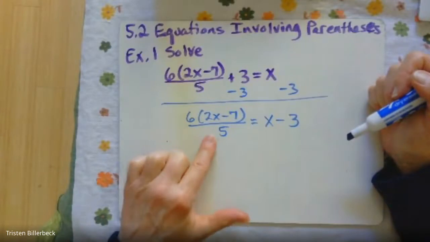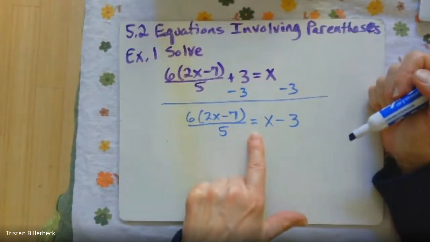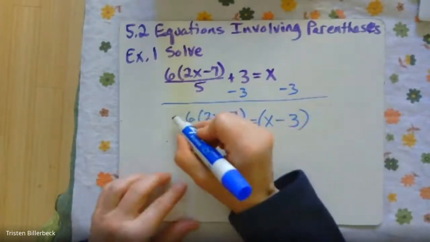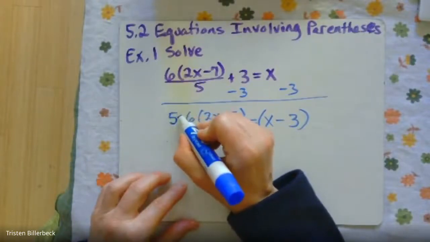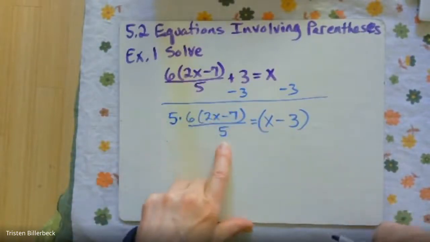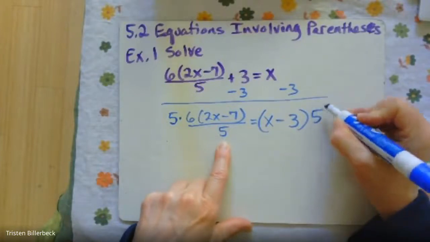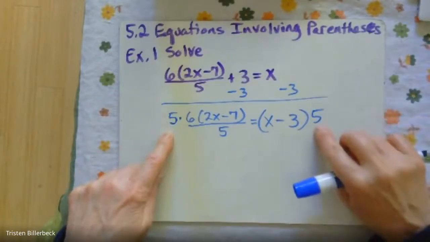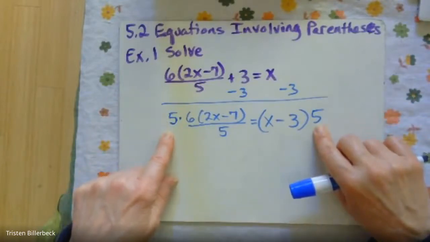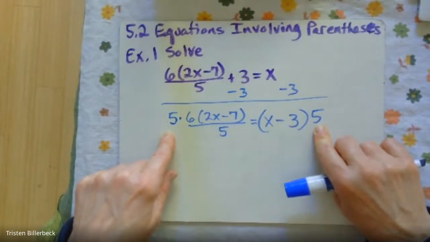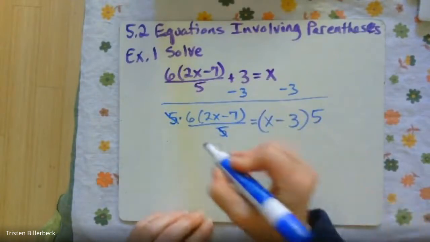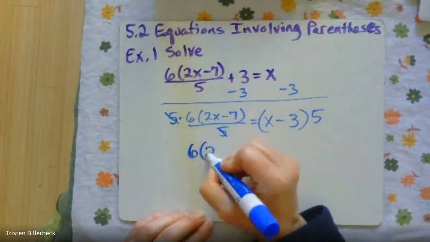So what I would like to do, since I have an equal sign, it gives me the option of taking everything and multiplying by 5. So when I multiply this by 5 because it's being divided by 5, and I multiply this side by 5, I can't do something to one side of the equation without doing it to the other. So both sides of the equation are multiplied by 5. And what happens is that cancels this 5 out. So now I have a slightly easier equation to solve.